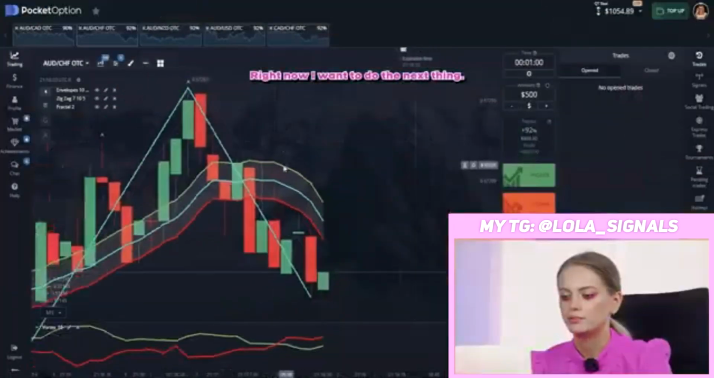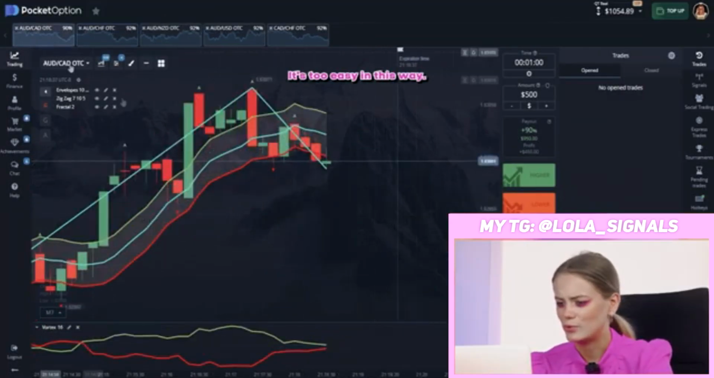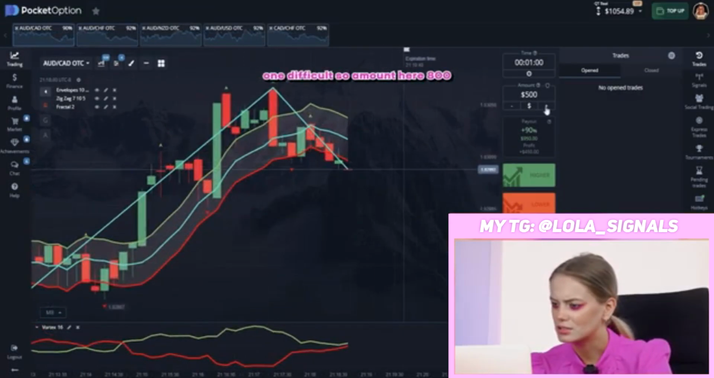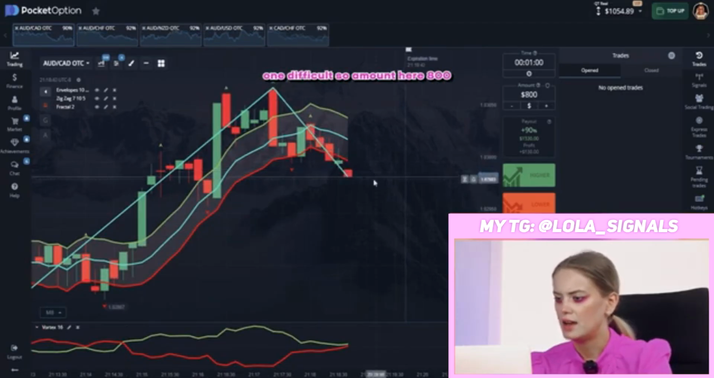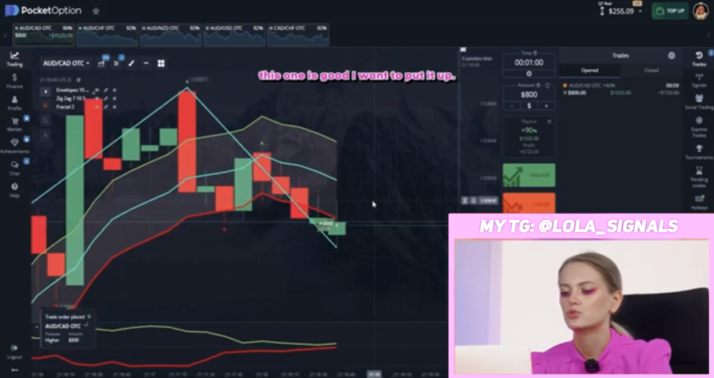Right now I want to do the next thing. It's too easy in this way. I want to find something more difficult. So amount here 800, and let me just think. Okay, this one is good. I want to put it up.